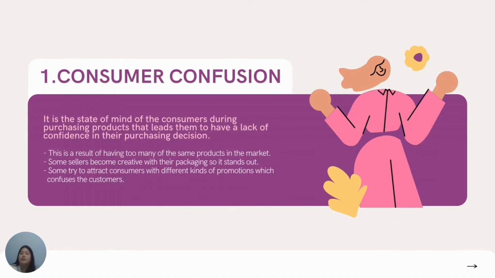Number 1, consumers' confusion. It is the state of mind of a consumer during purchasing products that lead them to have a lack of confidence in their purchasing decision. This can even lead to incorrect purchasing decisions. This is a result of having too many of the same products in the market. Some sellers become creative with their packaging so it stands out. Meanwhile, some try to attract consumers with different kinds of promotion, which confuses the consumers.